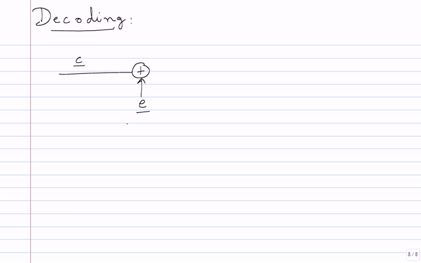I have a distribution for these error vectors. What's the distribution? For an arbitrary error vector E, what is the probability of E? P power weight of E times 1 minus P to the power n minus weight of E. Looks like people are revising very well for the quiz. So the probability distribution for E is very clear.